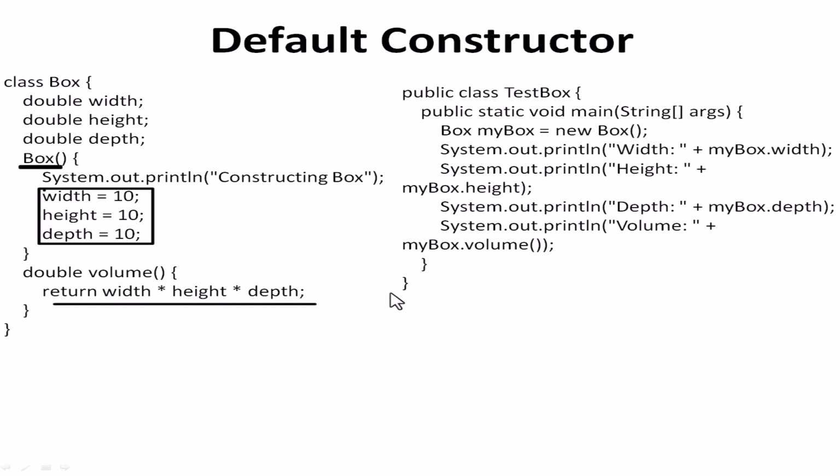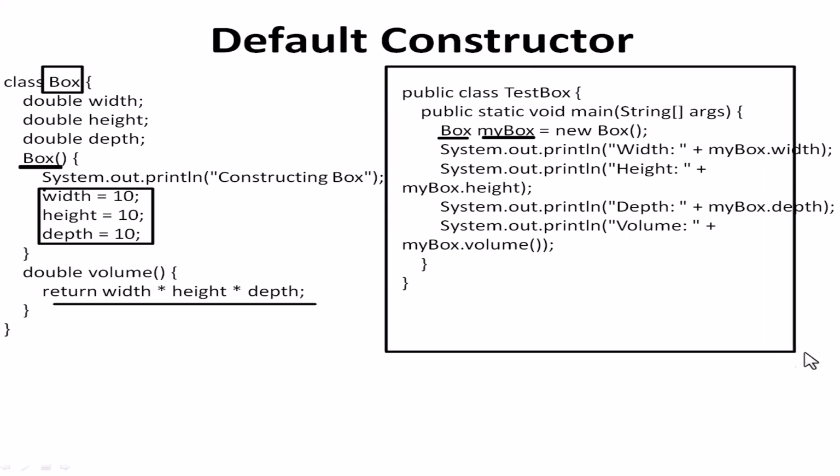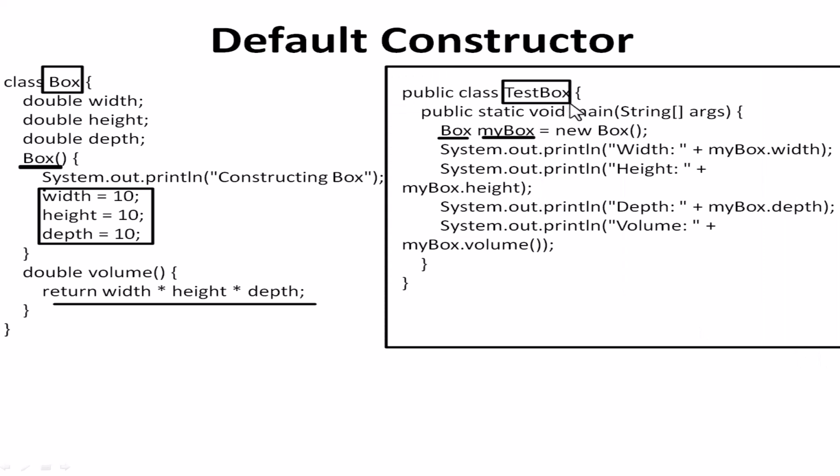Within the main method you have created an object for Box, which is myBox. Box is the name of the class. Here we are using two classes, whereas in the previous program we used only one class. One is Box and the other is TestBox. We have created an object myBox for Box.